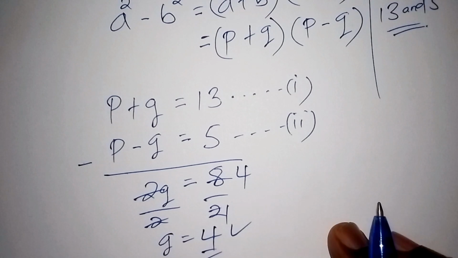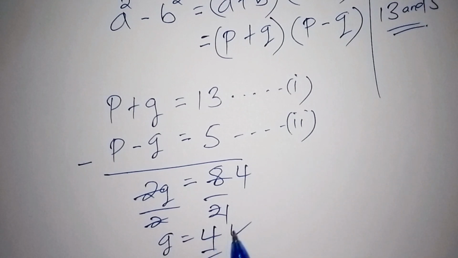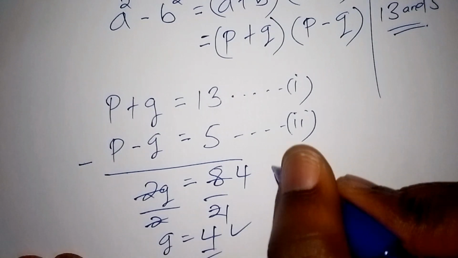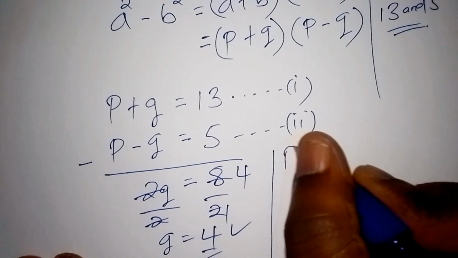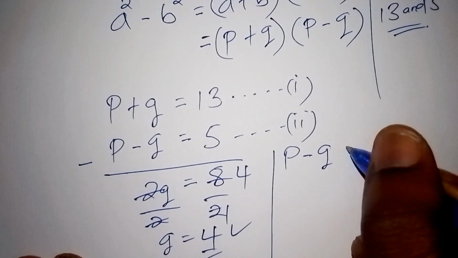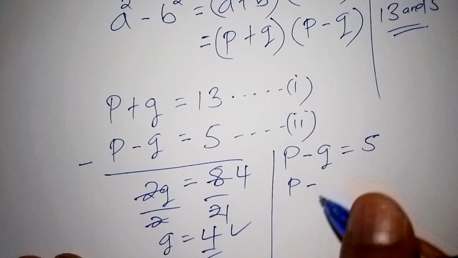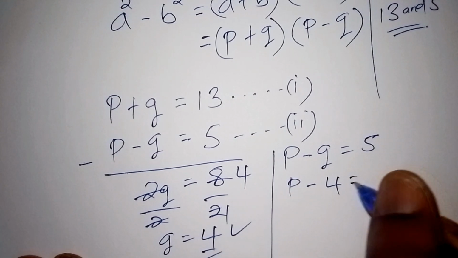So let's now use equation 2 to find the value of p. Here on equation 2 we have p minus q is equal to 5. Already we have q, so now we shall have p minus, our q is 4, is equal to 5.